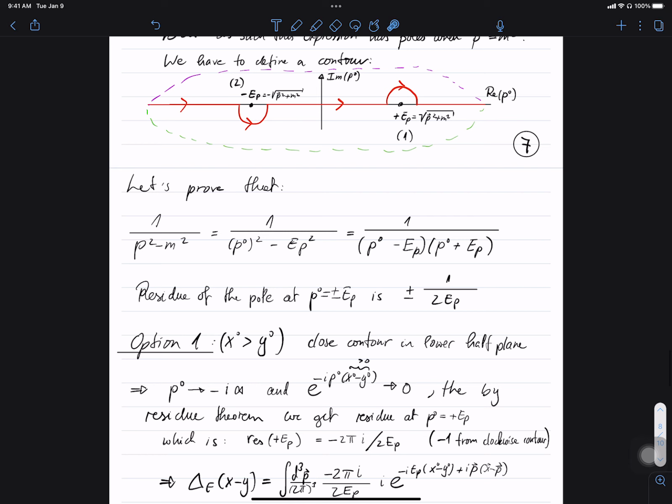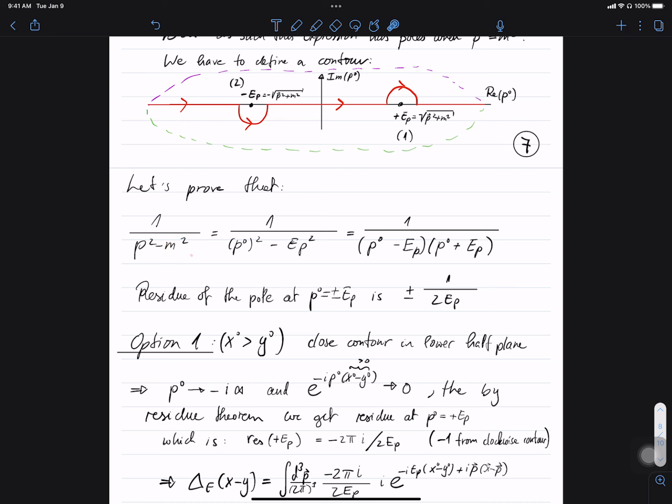Let's just prove one thing first, that p squared minus m squared can be written as 1 divided by p naught minus e times p naught plus e, right? P, remember, is just the spatial momentum, p squared plus m squared. And this is then the total momentum p squared and the negative m squared. So it's just reshuffling of terms.